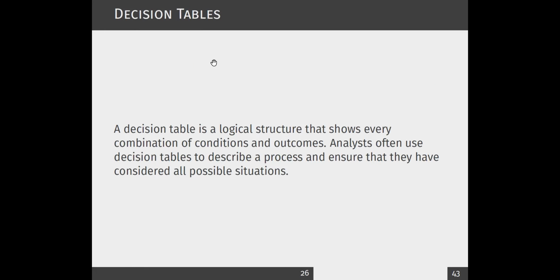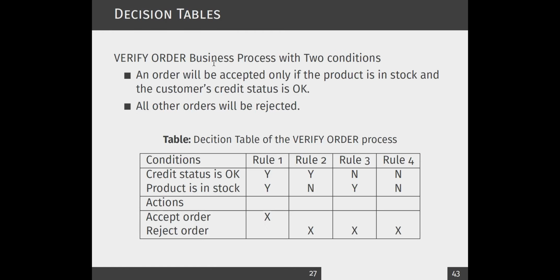Then we can put the same information as a table. For example, this table shows how we accept an order. There are two conditions given to us. The order will be accepted only if the product is in stock and the customer credit status is okay. So we accept the order when both conditions are true, and if any of these fails, then we are not going to accept it. Basically, we reject the order. So a simple data structure can be represented like this.